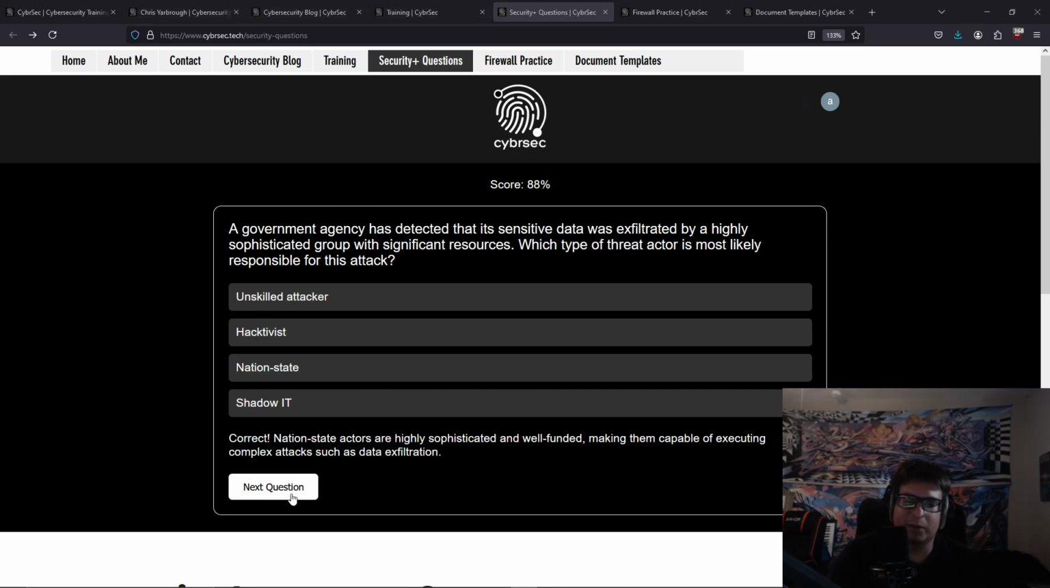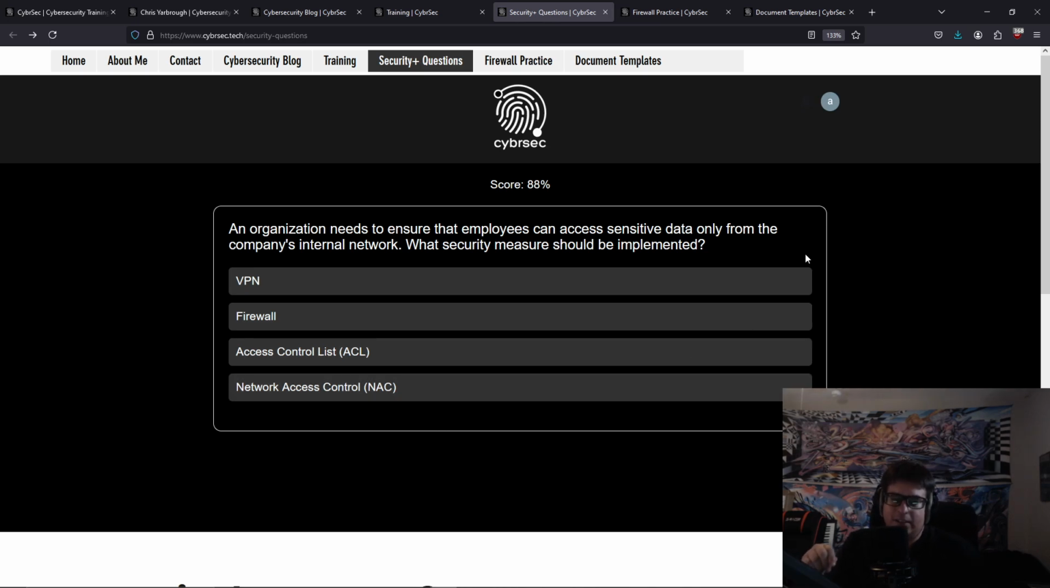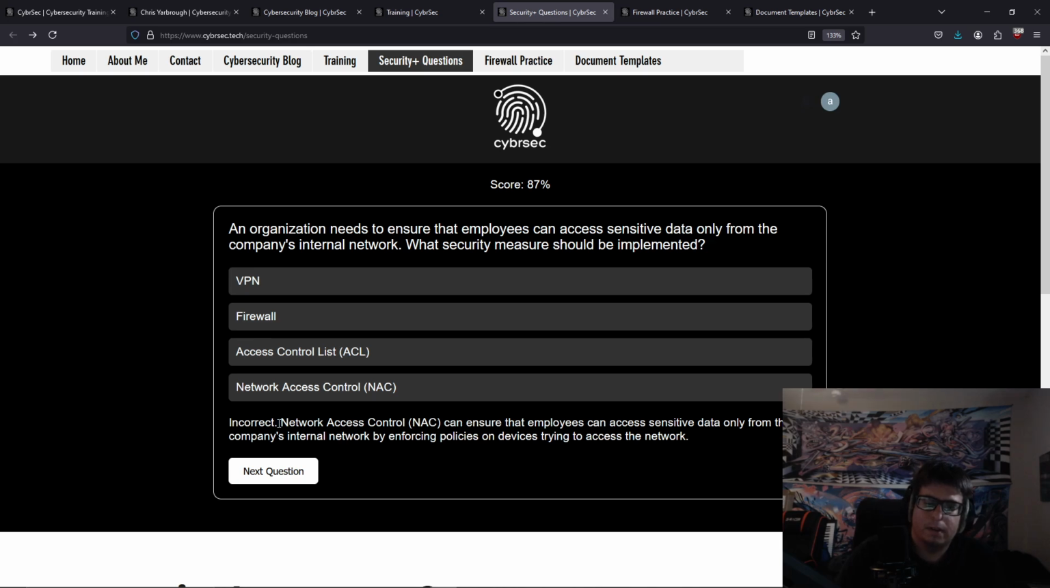Let's see. Next question. An organization needs to ensure that employees can access sensitive data only from the company's internal network. A VPN. No.